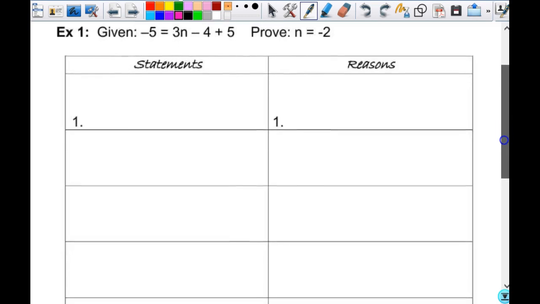All right. So to start this, we've got statements on the left and reasons on the right. Your first statement is what's given to you, in this case what I'm trying to solve. So over here on the left, I'm going to write -5 equals 3n minus 4 plus 5. Now, are you capable of simplifying that a little bit before you write it down? Yes, but you don't do that, okay?